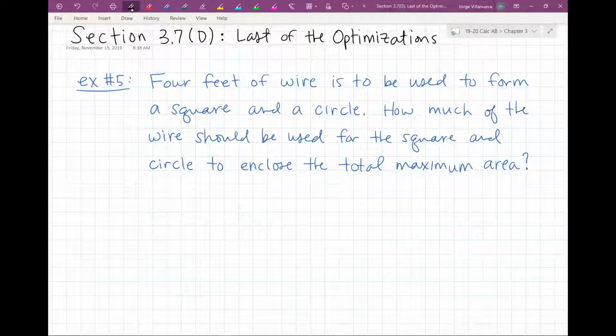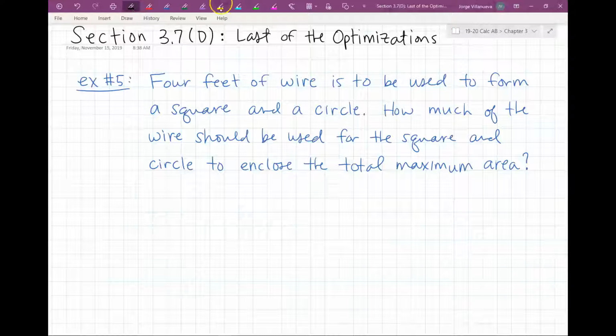Maybe all of it being used on a square would be best. Or maybe a little bit on the square and a lot more on the circle, or maybe more on the square but a little bit on the circle, right? There are situations that could arise where you could use both shapes or one or the other. Okay, so we're going to use this to form those two shapes. It says how much of the wire should be used for the square and/or circle, I guess, to enclose the total maximum area.